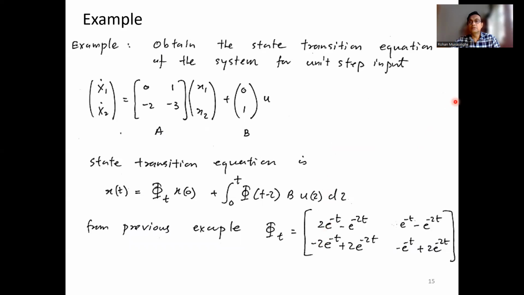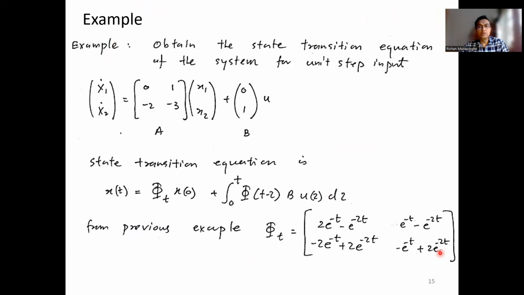If you can take a snapshot of this one, as you see, right? You can work out this one at home, right? This is an example. Obtain the state transition equation of the system for unit step input. There you are. There is an input unit step right over here, right? And you have the state transition equation. And this is very similar to the previous example, the same plant. Why don't you give it a try, right? Work it at home, right? Next week we'll look at that.